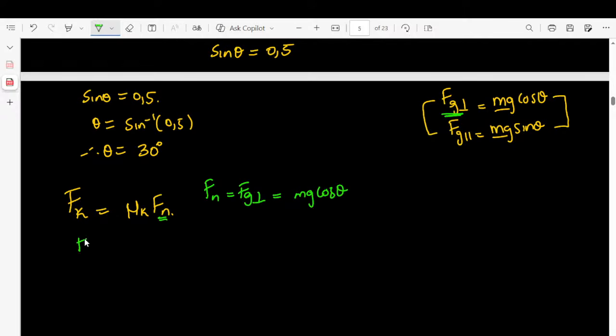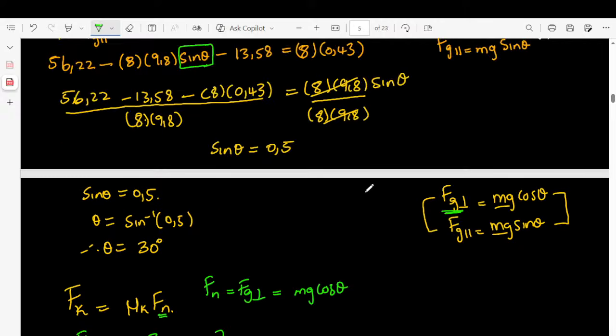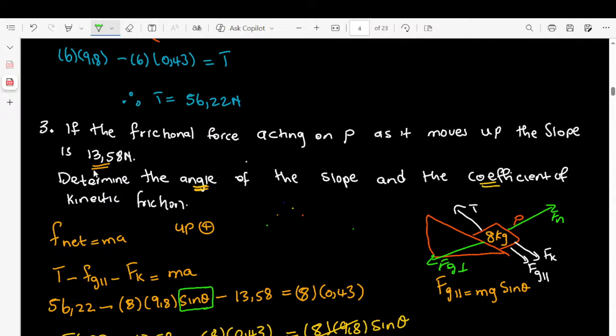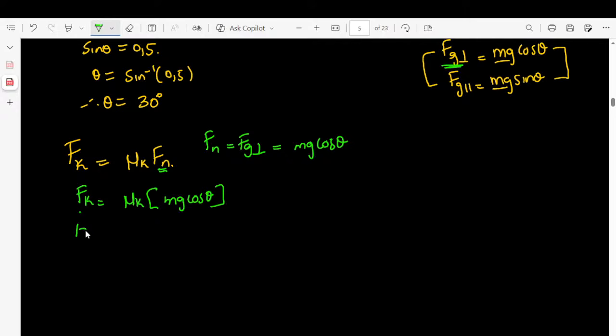So therefore, what is Fk? Fk is equal to Uk, and inside the bracket I'll have Mg cos theta. What are we looking for? The Uk. Remember, we know the kinetic friction. They said the kinetic friction was given as 13.58. So I'm just going to substitute this and say 13.58. Let's equate this to the coefficient of kinetic friction, which is the one we are looking for.